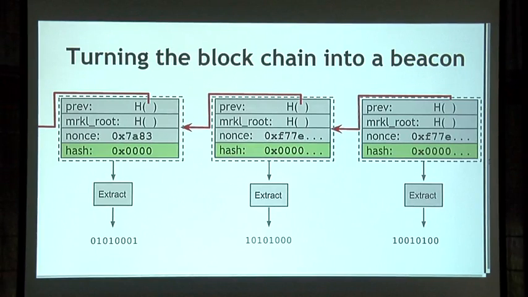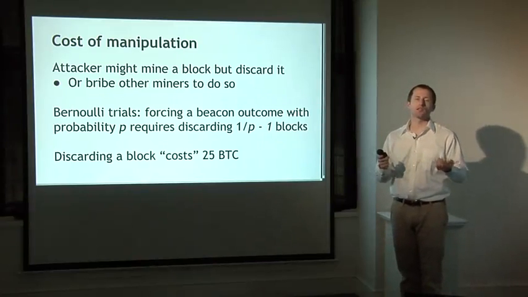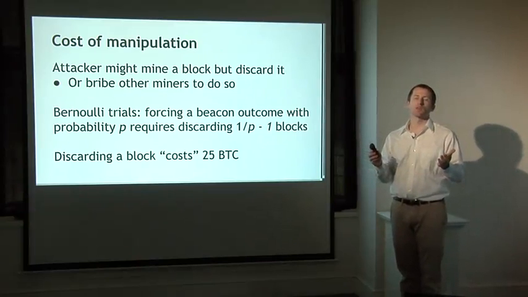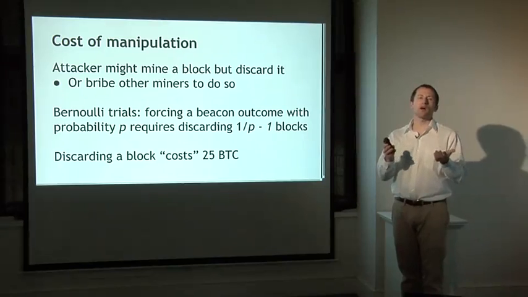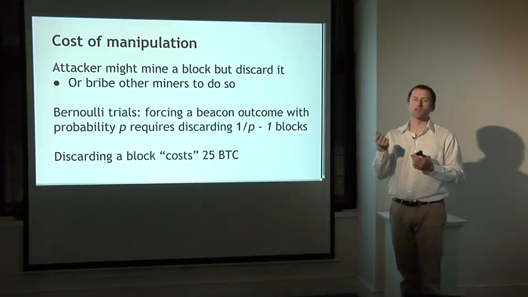So how costly would it be to manipulate this? Any miner has the capability, if they find a block, to discard it, to not relay it to the network, not publish it, not let it be the next block in the sequence. And they could do this if they find a block and realize that it produces a beacon output that they don't want. And it might not be the miner that decides this. It might be somebody who's trying to force the beacon to have a certain output, who says that they're willing to bribe miners.